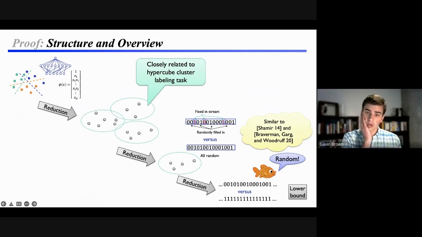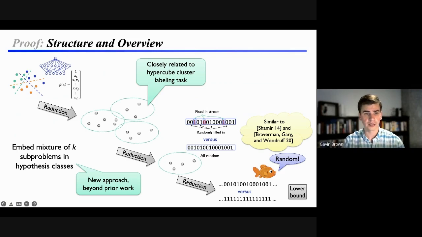These last two are similar to hard problems that appeared in prior work by Shamir and Braverman, Garg, Woodruff, but we need to prove slightly different versions of them using slightly different techniques. The fundamental trick going on in this proof is we're embedding in each hypothesis class this mixture of k subpopulations, even though it's not clear on the face of the hypothesis class that there's a subpopulation thing going on. This is a new approach that allows us to move beyond just distributional results into concrete hypothesis classes that really look like the hypothesis classes we're used to dealing with in practice.